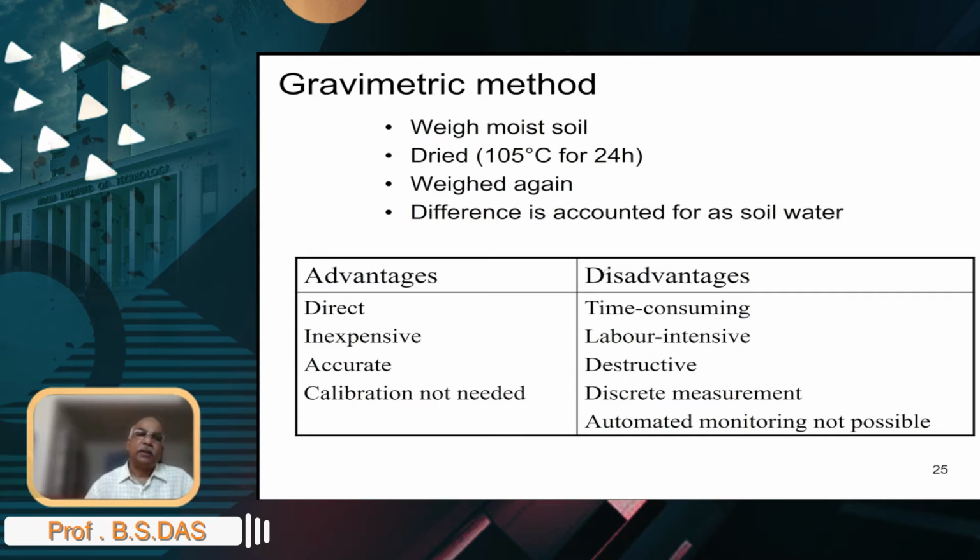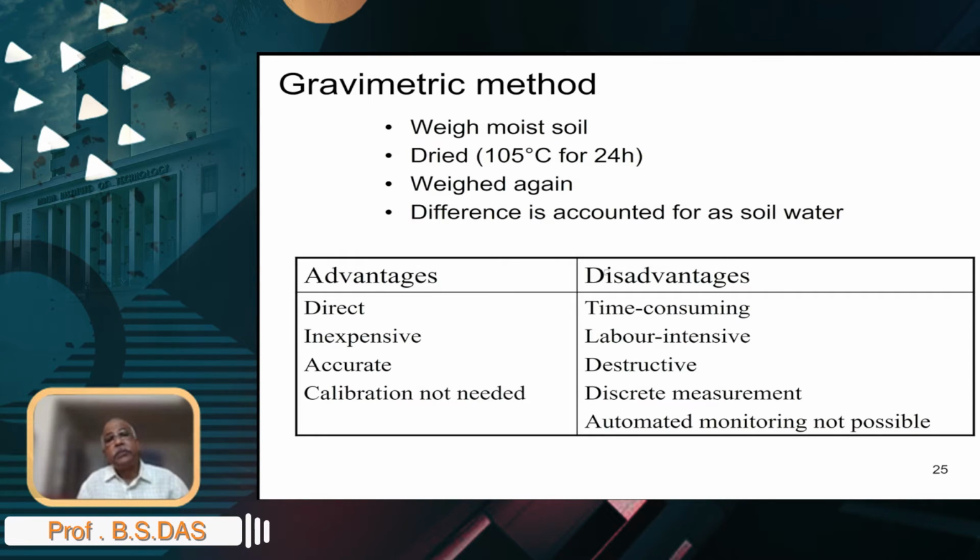You measure the wet loss because of the drying process. It could be, of course, inexpensive. All you need is an oven and a balance. The method is pretty accurate. It's a direct method. You don't need any calibration or standardization, so the method is very robust.